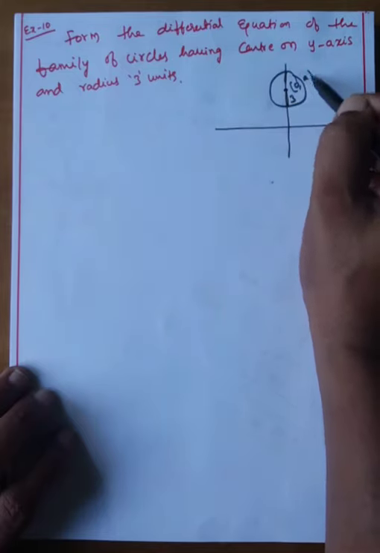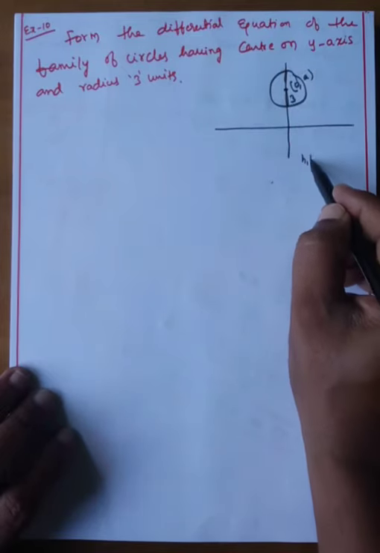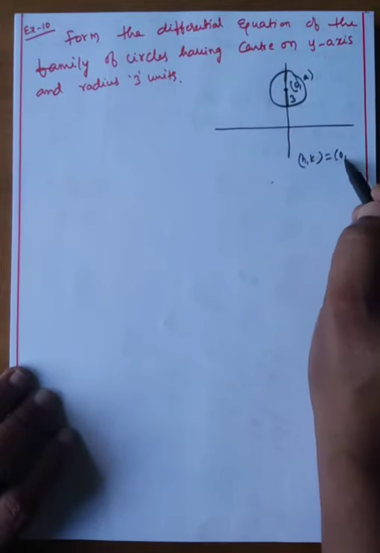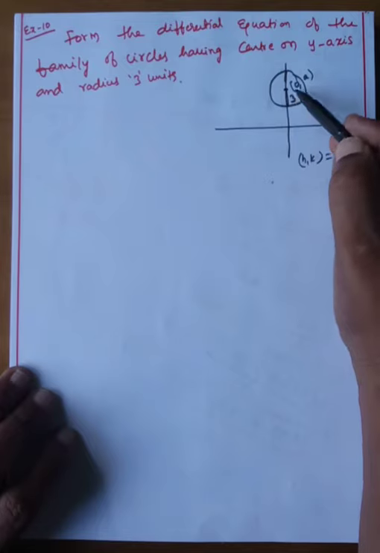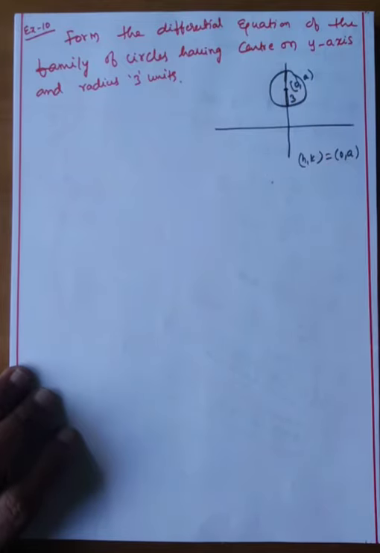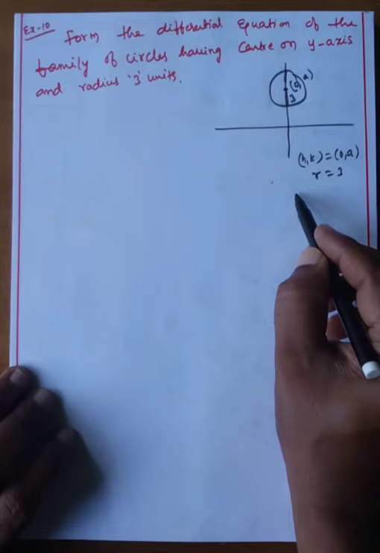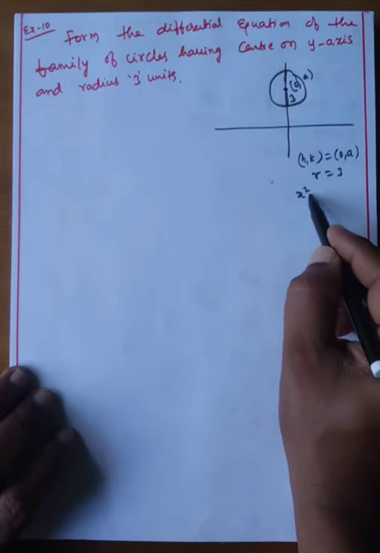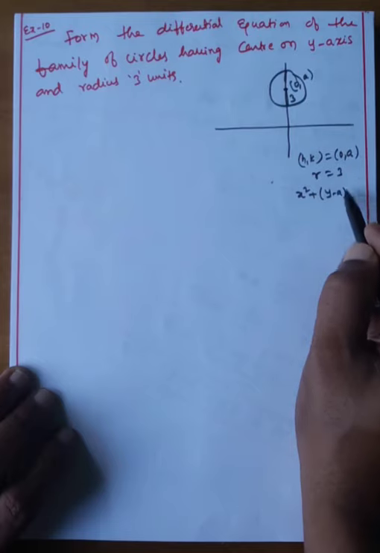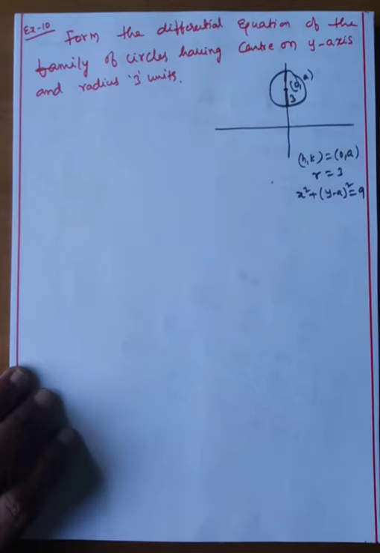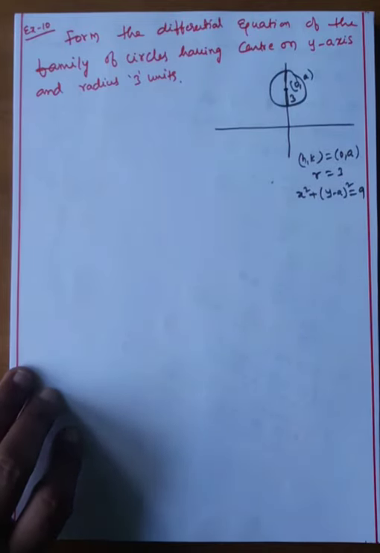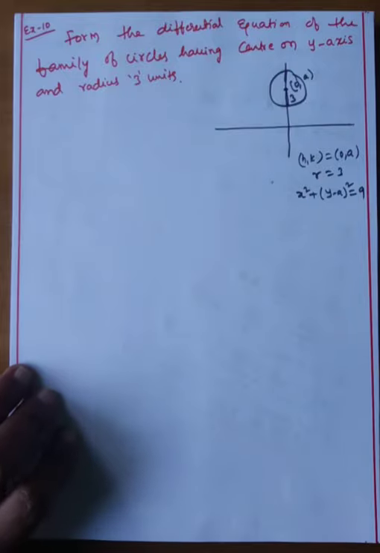Now the center is (h, k), and (h, k) is (0, a). Suppose the center is on the y-axis, so you take the center as (0, a). Radius is equal to 3. What is the equation of the circle? (x minus h) whole square, that is x square, plus (y minus k), that is (y minus a) whole square, is equal to 3 square, which means 9. That is the circle equation, where a is the arbitrary constant, my dear students.